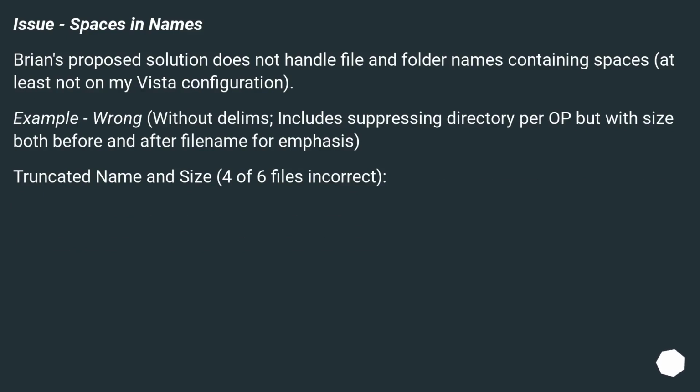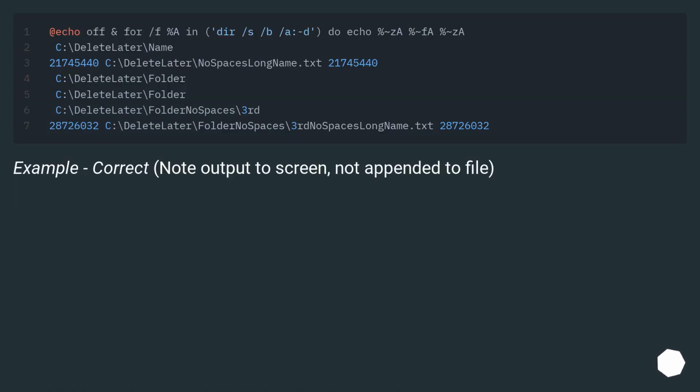Issue, spaces in names. Brian's proposed solution does not handle file and folder names containing spaces, at least not on my Vista configuration. Example, wrong, without delims, include suppressing directory per OP but with size both before and after file name for emphasis. Truncated name and size, 4 of 6 files incorrect. Example, correct. Note output to screen, not appended to file.